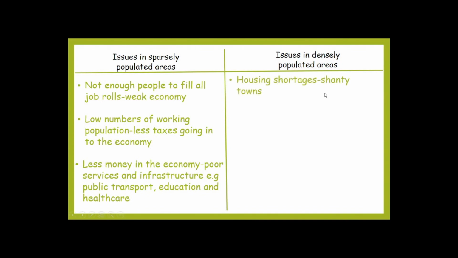On the other hand, if an area's got too many people, this is going to lead to housing shortages. And in LICs and NICs, this usually leads to shanty towns. So shanty towns is the overall kind of umbrella term for informal settlements. In India, they're known as slums. In South America, they're known as favelas. Housing shortages in HICs tends to have a slightly different impact. We end up more in terms of having issues with homelessness and people living on the streets.